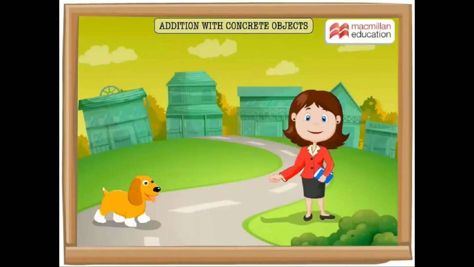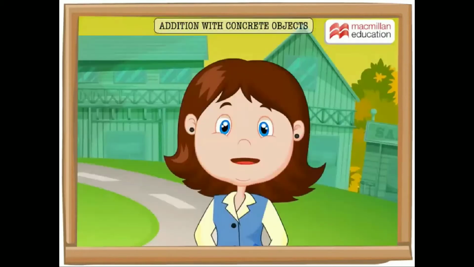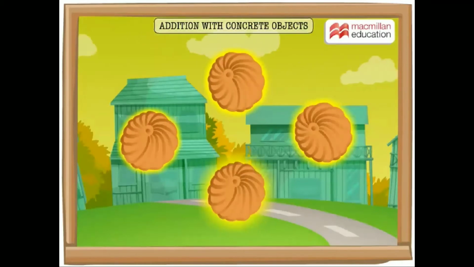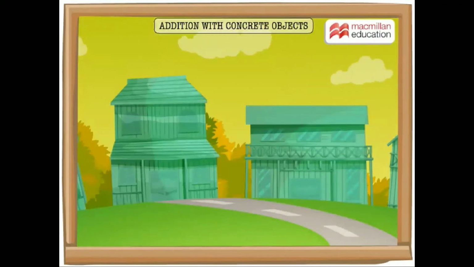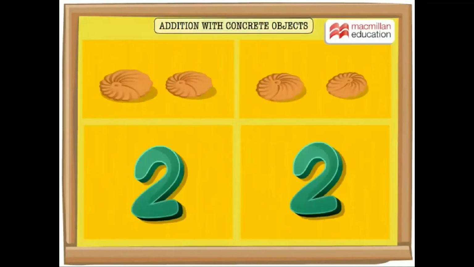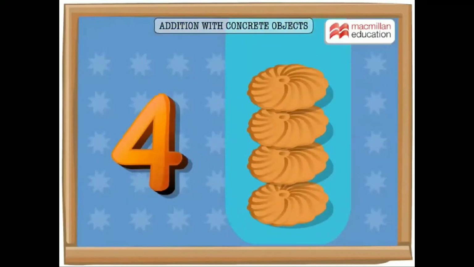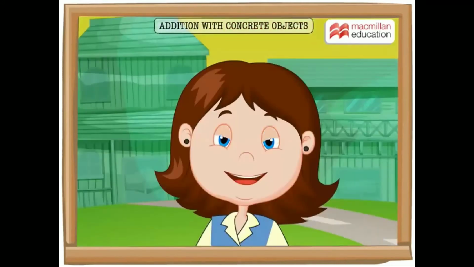Look, Rio is here. Rio and his friend are looking for cookies. Can you see cookies anywhere? Yes, there they are. Here are 2 cookies for Rio and 2 cookies for his friend. How many cookies are there altogether? 2 and 2 put together make 1, 2, 3, 4. 4 cookies. We can add different kinds of things around us to find out how many are there altogether.